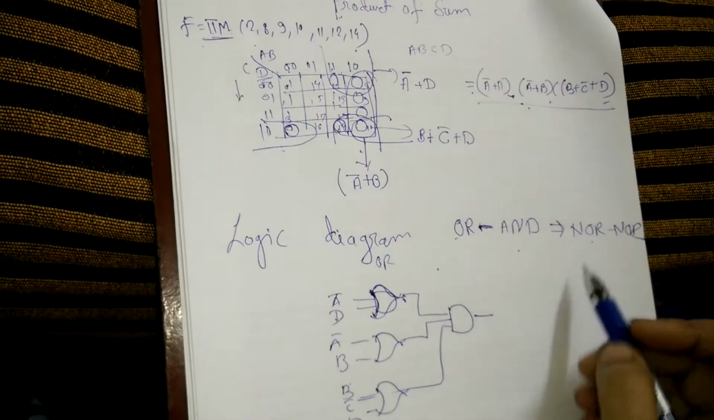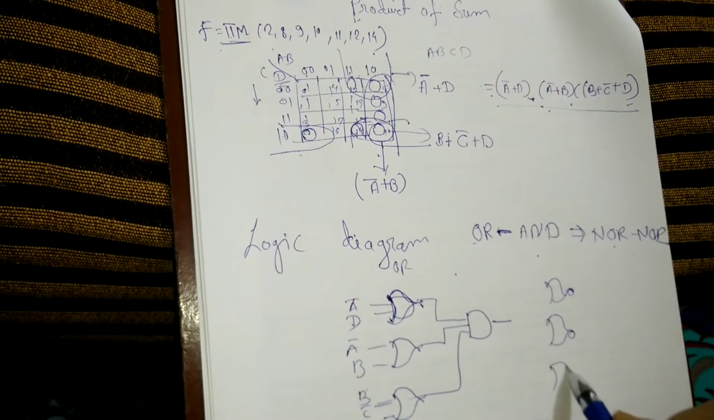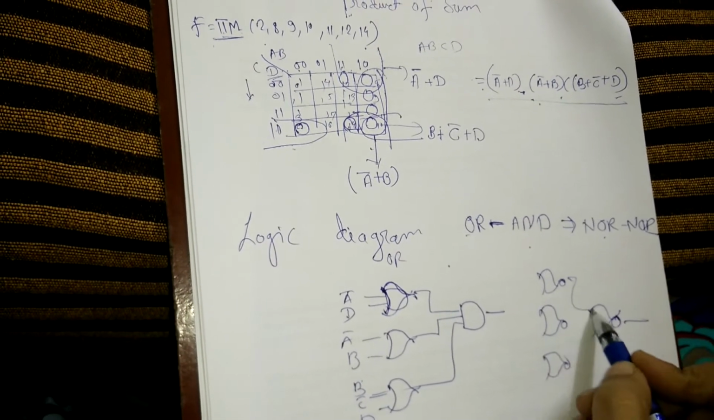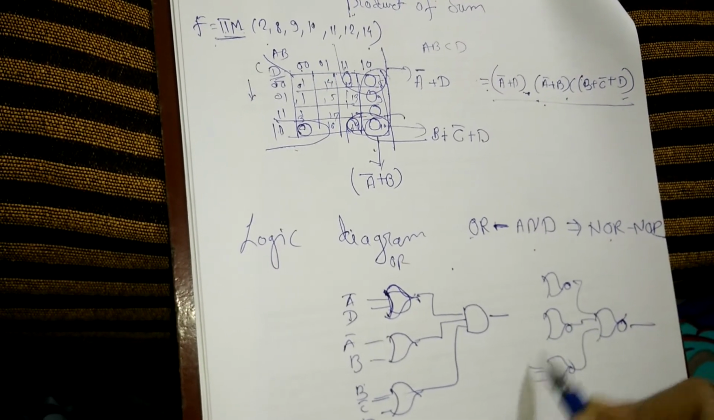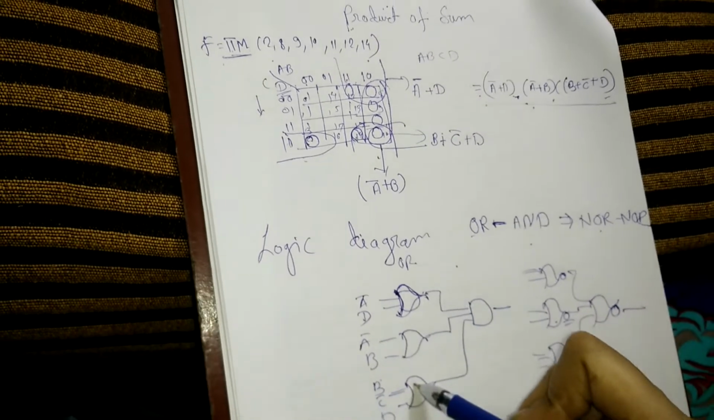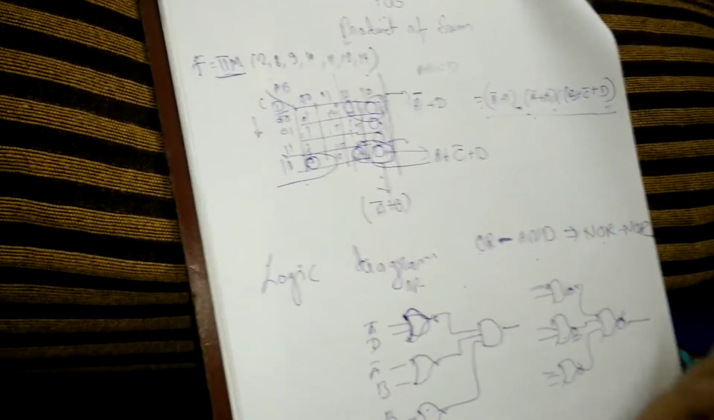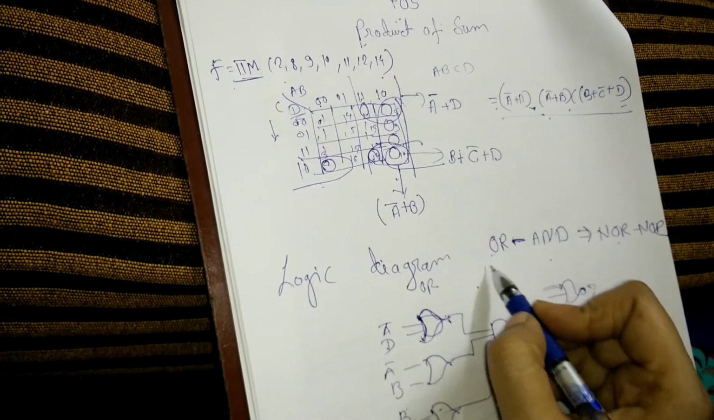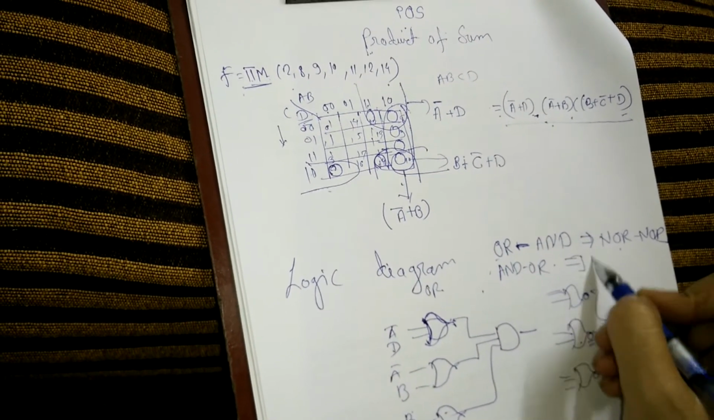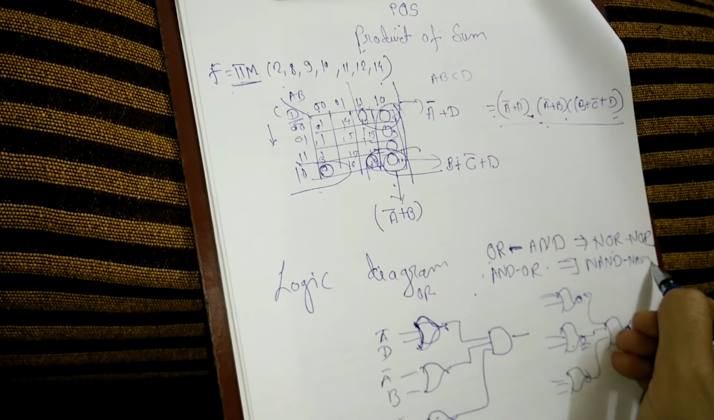We can also draw the NOR gate implementation for this one. The NOR gate is represented by the OR sign, and in front of that, we have to write down the bubble. So this is the OR AND representation, and this is the NOR representation. Similarly, if it is a min term, we can use AND OR representation, and every AND OR representation can be converted to NAND representation.